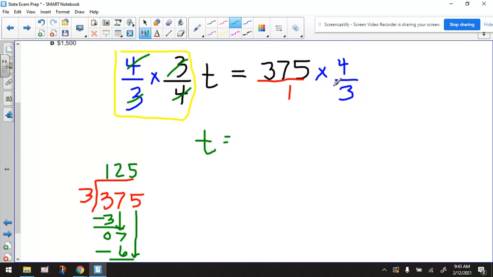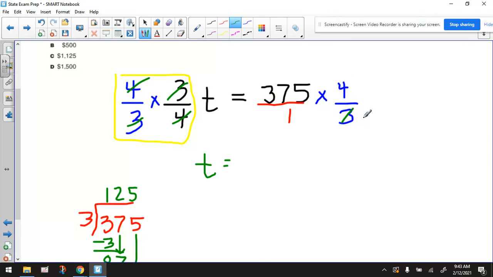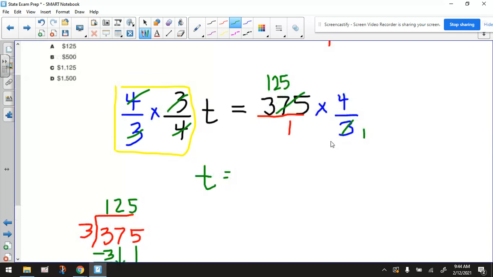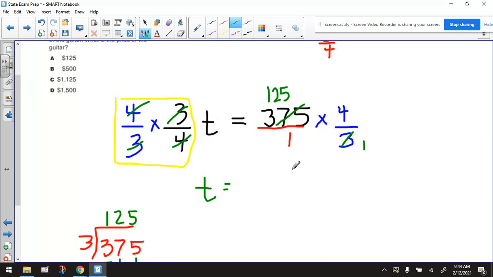All right, so what did we just do? We divided by 3 and got 1 here. We divided by 3 and got this number, 125. So the only thing left to do to get the right answer, everybody, is to just multiply this by this. And if you divide that by 1, by the way, you'll get the same answer. So 125 times 4 will give you the right answer.